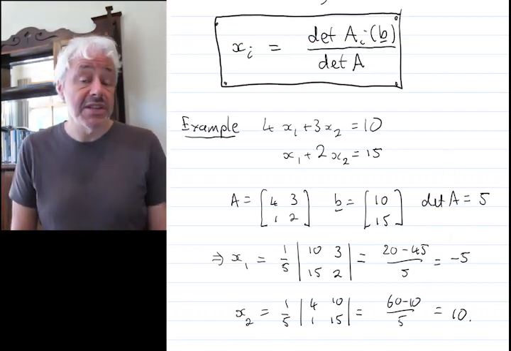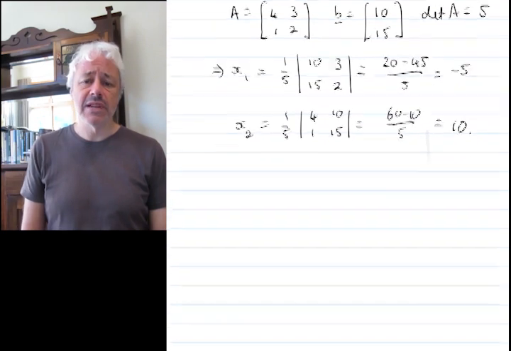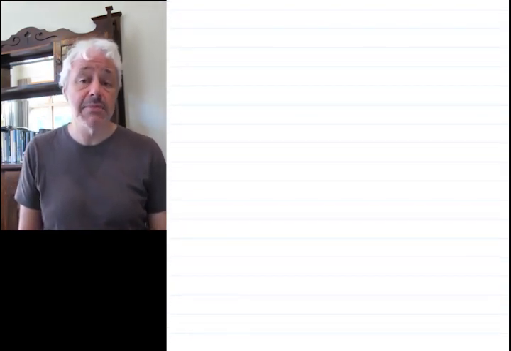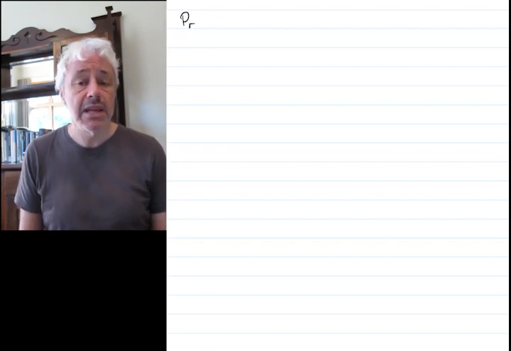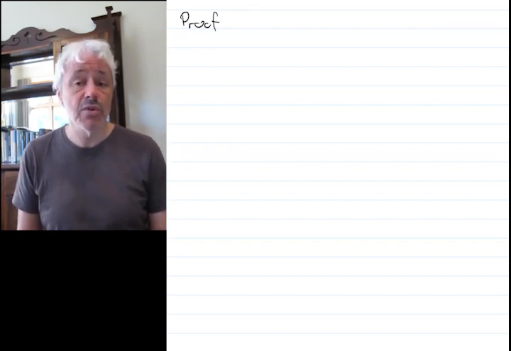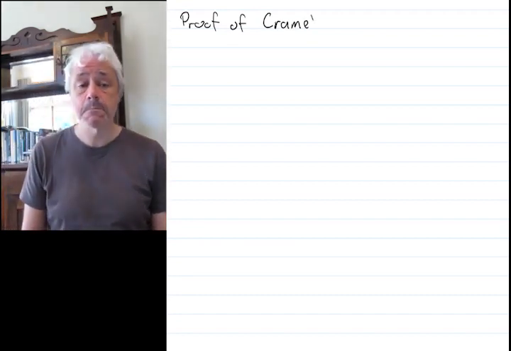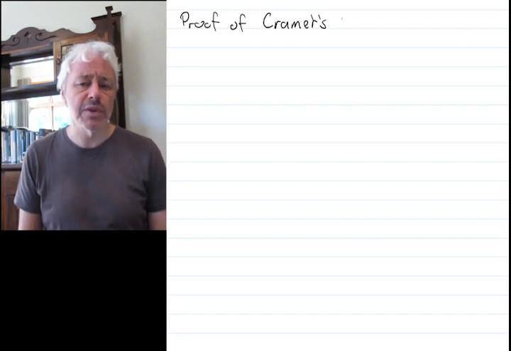So for small matrices, this is quite a practical method of solving linear systems. It gives you an algebraic formula in terms of the entries in the matrix. That could be quite useful if the entries in the matrix or the right-hand side are algebraic expressions involving variables like x. Then you get a formula for the solution, which could be just what you need.